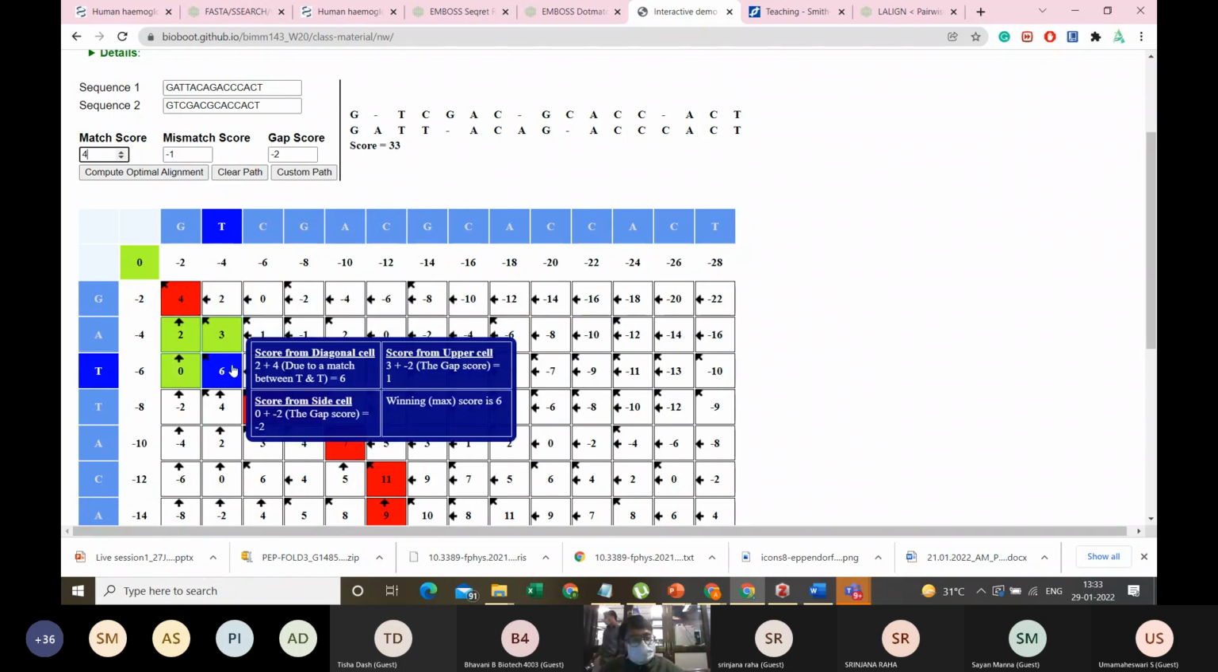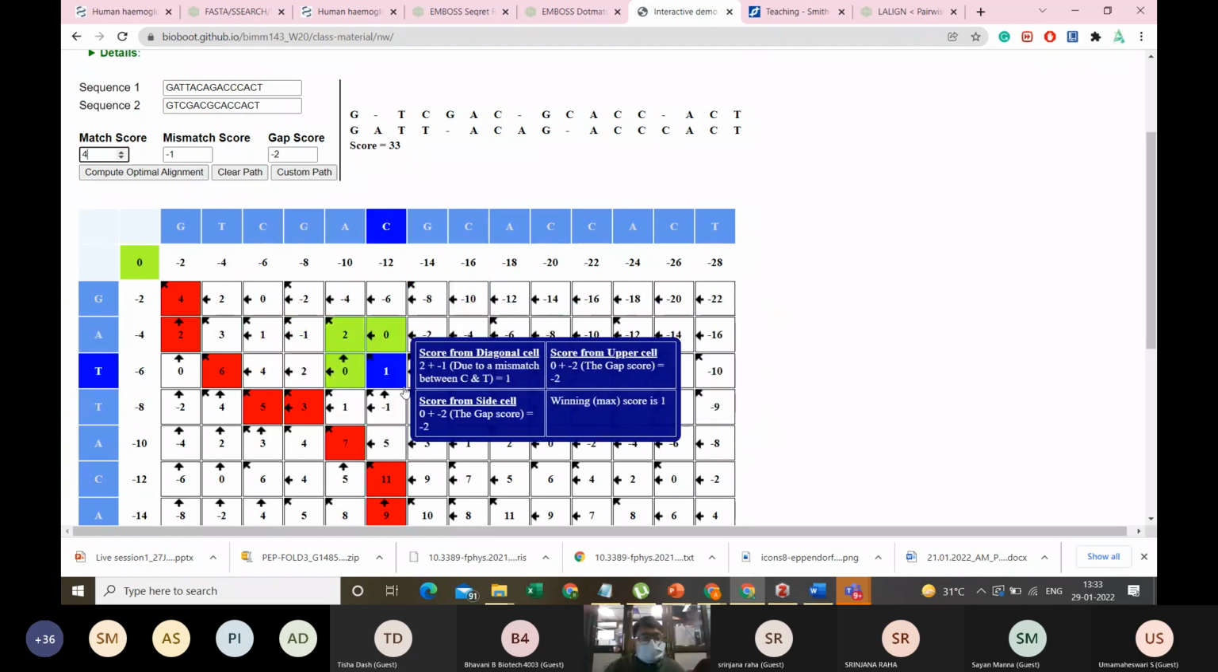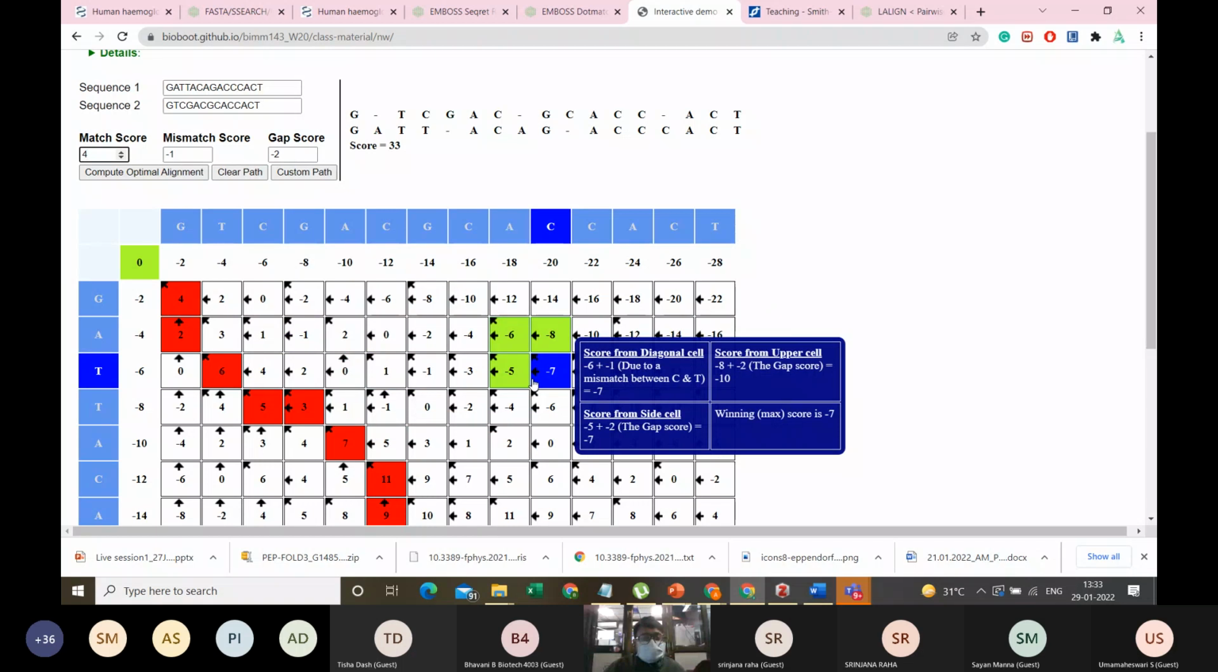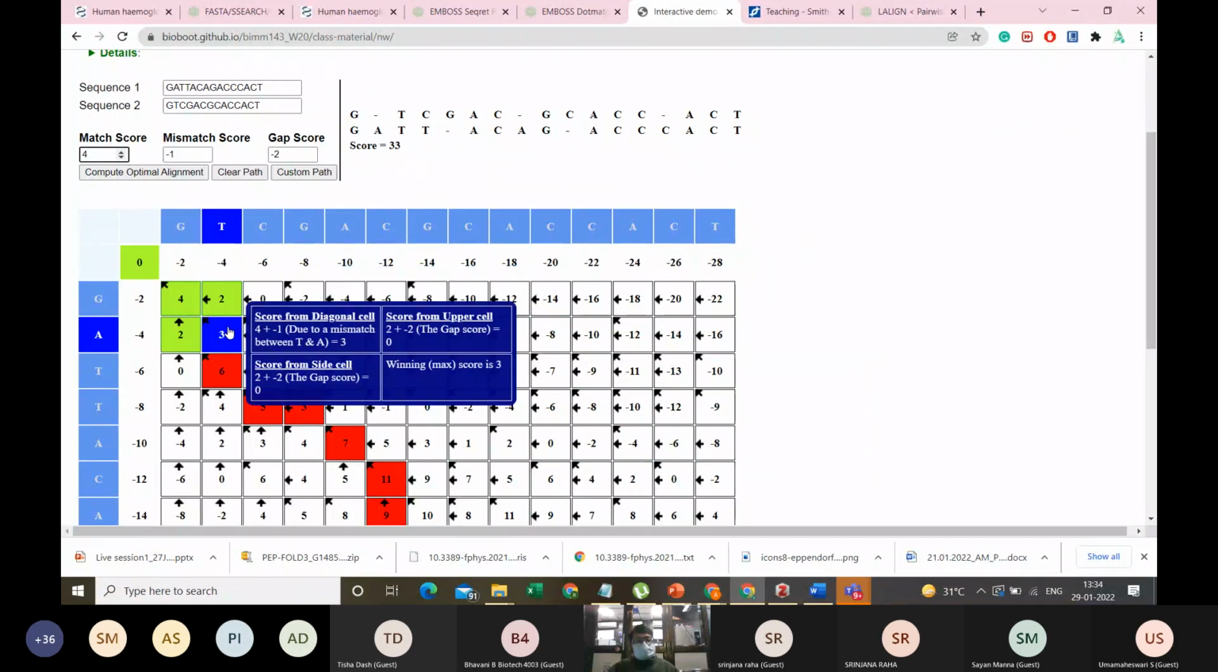So if you go here, you will find out how to do it for every cell. You can take a sequence, practice it by hand, and then verify here whether it comes out correct or not. Those who will appear in exams, those in regular courses, can do this because these things come in exams also. So this is how the scores are calculated.